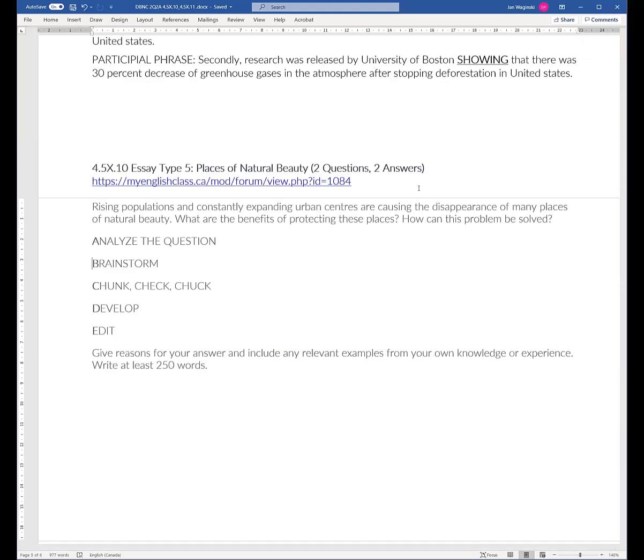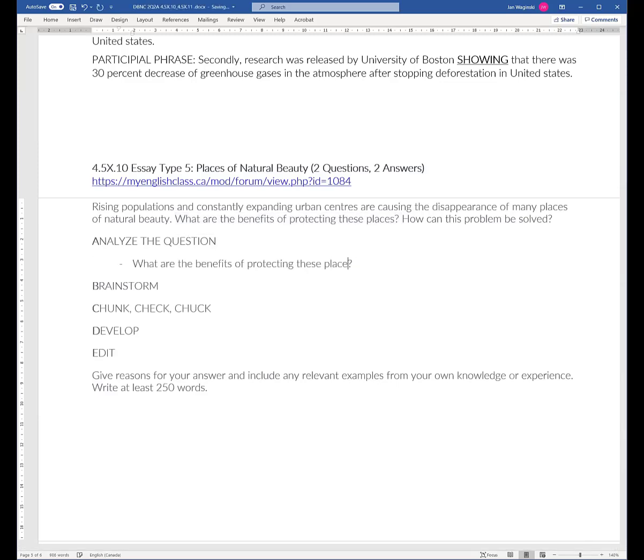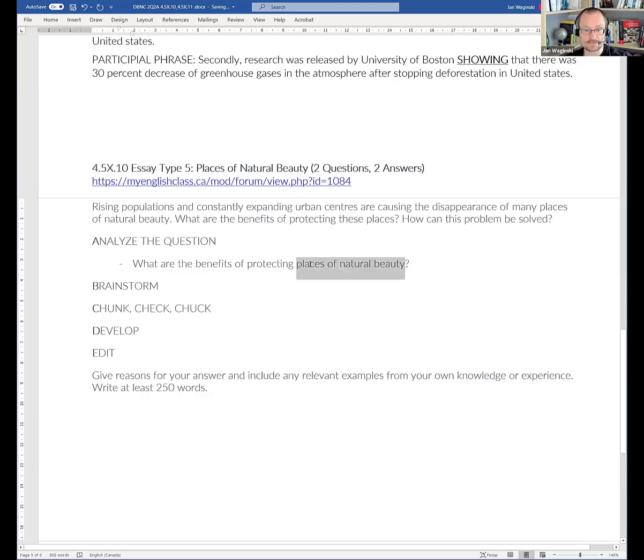Organization, like land degradation, what is that? Like destroying like gardens or something. No. So we have to talk about the benefits, advantages of maintaining these, of protecting natural, yeah. And first of all, like saving environment. But specifically, places of natural beauty.